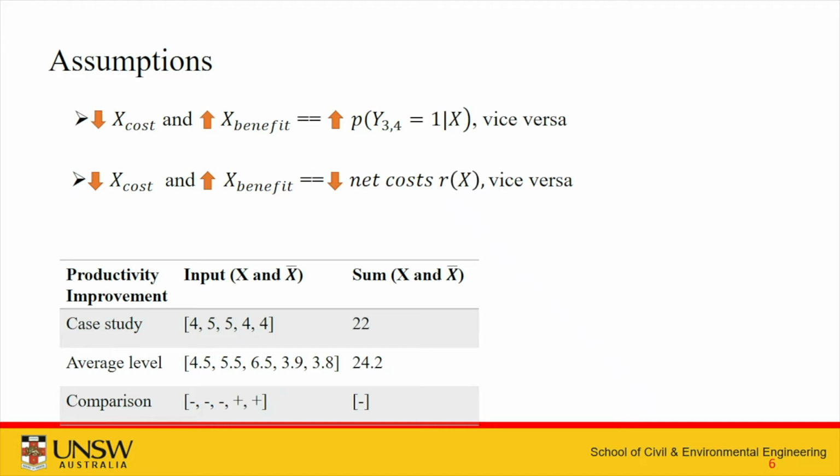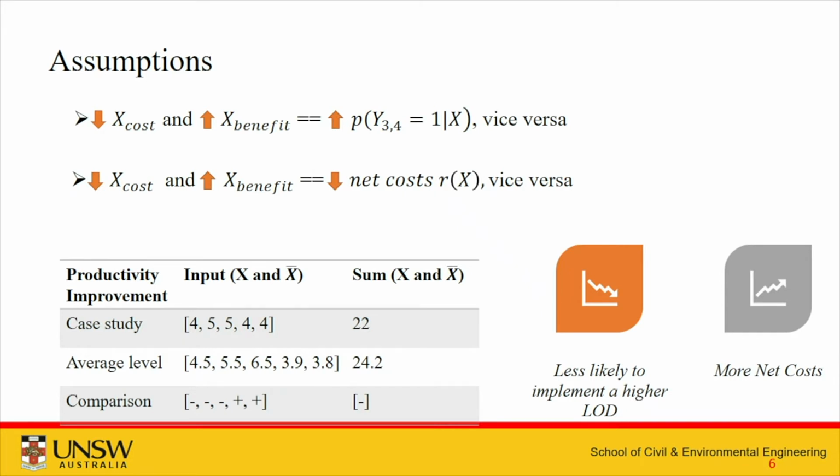But we cannot assert that because there are five input neurons, but for some of them, they got 4. Also, we have to compare the sum of them. So here I am assuming each of the questions has the same level of importance. When I'm comparing here, it has confirmed what we thought before. The case study is experiencing less productivity improvement. So here comes what we think: this company is less likely to implement a higher LOD and more net cost.